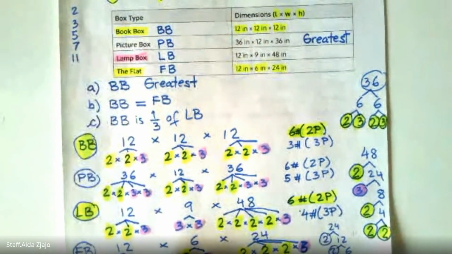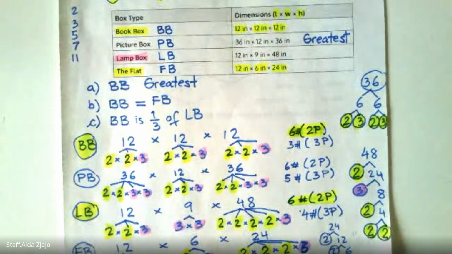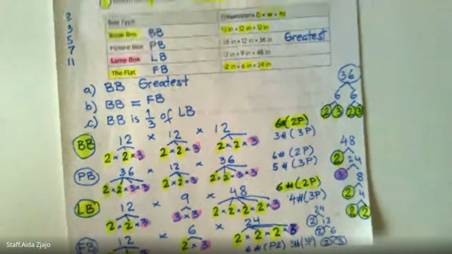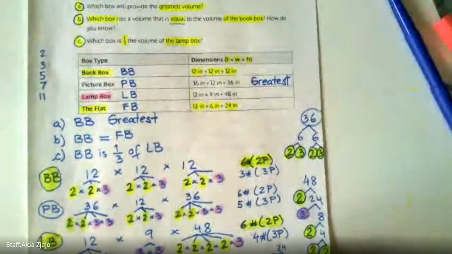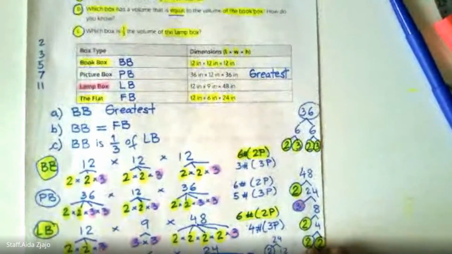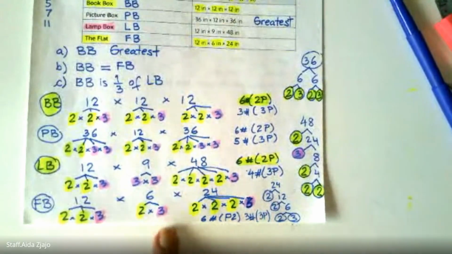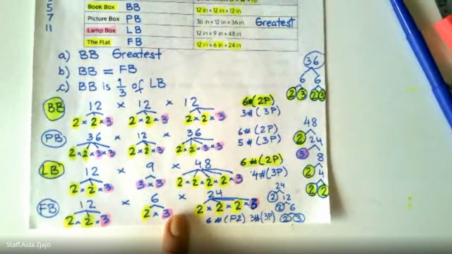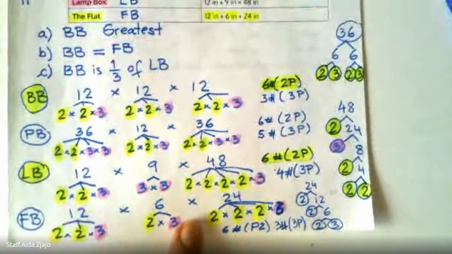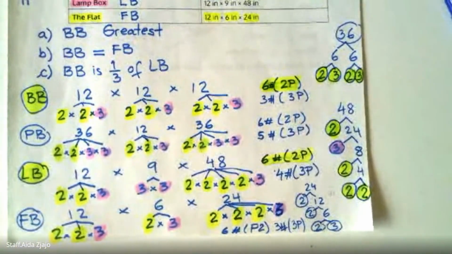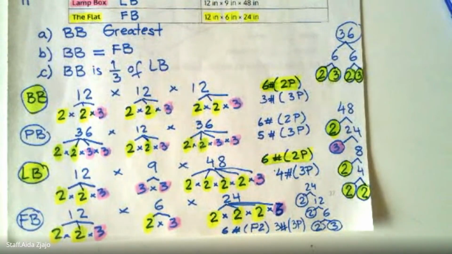Okay, so that was lesson 9, word problem, answer A, B, and C. Guys, I would like you to learn this strategy because it's really cool. If you don't know how to compare the numbers, you can decompose them into prime factors and then compare them.